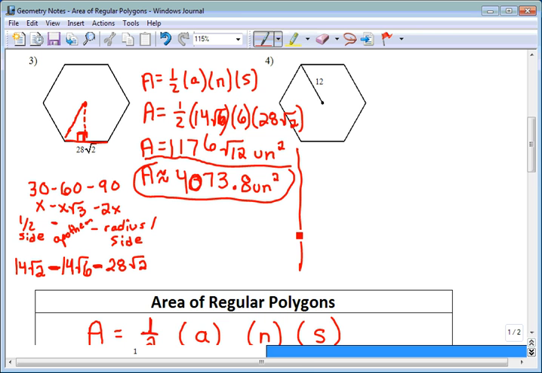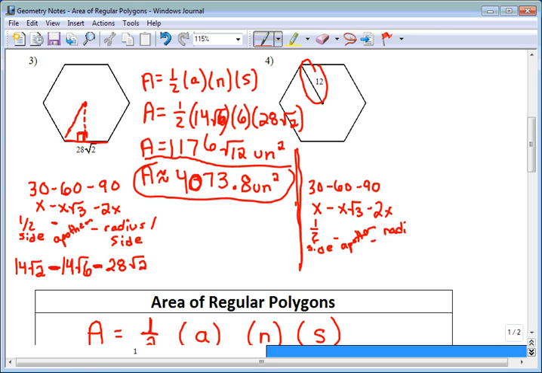And last but not least, we have one last regular hexagon. In this case, the radius is labeled for us. So once again, we're dealing with 30, 60, 90, x, x radical 3, 2x. We know this is 1/2 of a side. This is my apothem. And this is my radius, also equivalent to my side.